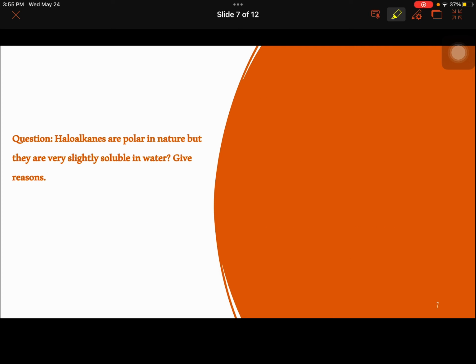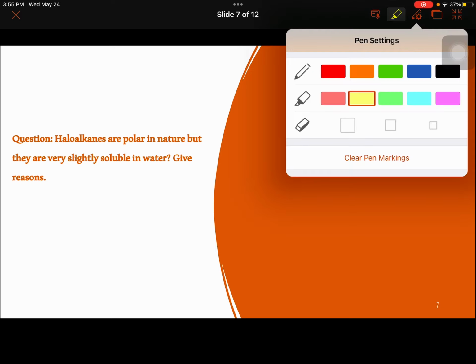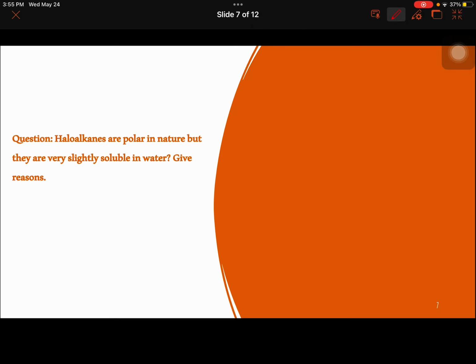Next question: haloalkanes are polar in nature, but they are only very slightly soluble in water. Now we know that like dissolves like. We always say that there has to be a particular solvent, like a polar solvent, in which a solute with polarity will dissolve. And if there is a non-polar solvent, then the solute should also be non-polar. So the nature of solute and solvent has to be the same. That we call like dissolves like. This phrase is used to explain that. Now haloalkanes have polarity in them. Water is polar in nature. Then why are they so much less soluble?